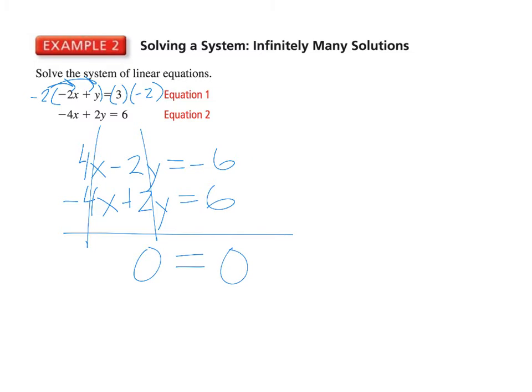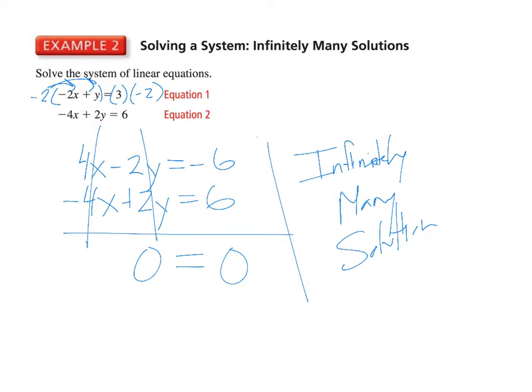So all the variables cancel out, and I'm left with this equation that shows that 0 is equal to 0. Is that true? Yes, it's true. And if that is the case, that means you have infinitely many solutions. It doesn't matter what numbers you plug in for x and y. Well, actually, it does matter. x and y go together. But there are infinitely many solutions.